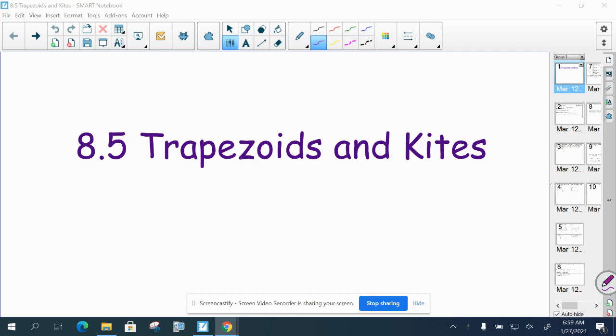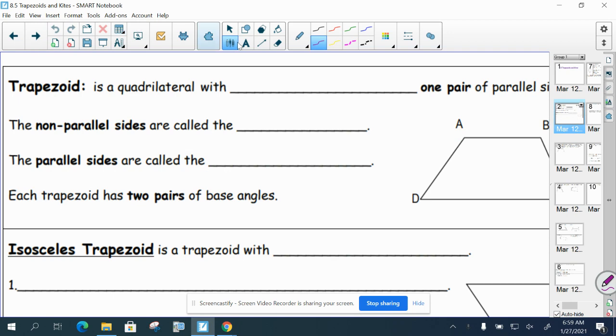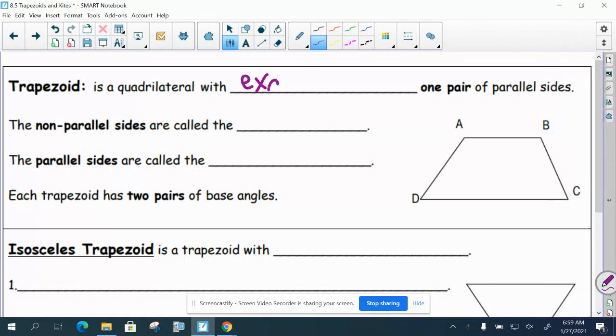Everyone, this is lesson 8.5 on trapezoids and kites. So we're first going to learn about the properties of trapezoids. A trapezoid is a quadrilateral, so a four-sided polygon, with exactly one pair of parallel sides.